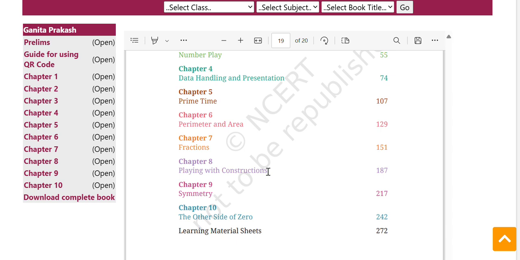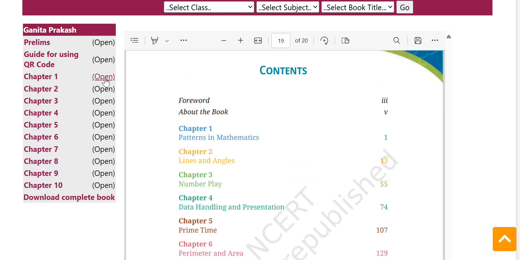When I looked at the chapter Playing with Construction, I was really happy to see that they have not focused on just teaching the skills. They have focused on playing with construction, not teaching per se. In this whole book, you will find they are not teaching as such. They are as if talking to the child. The Other Side of Zero is integers. So let me just choose any one, and let's see how it is different from the previous book.